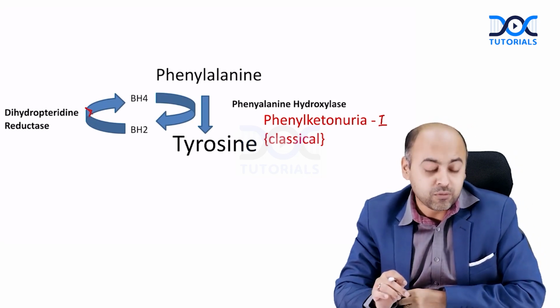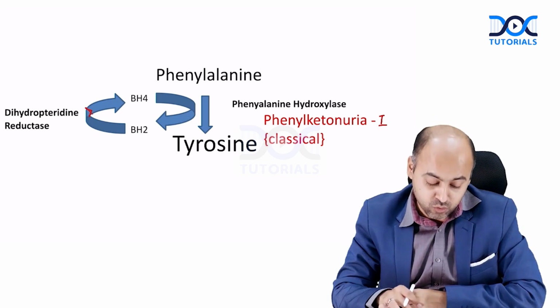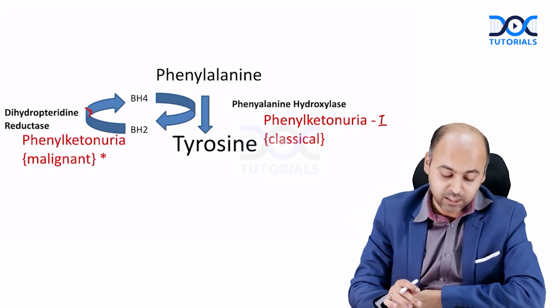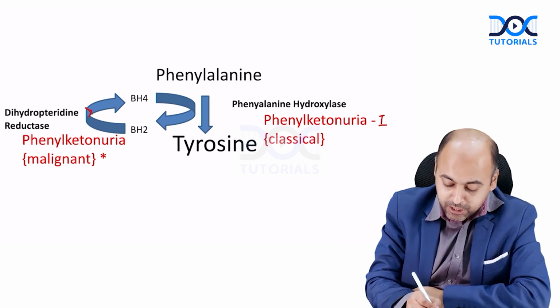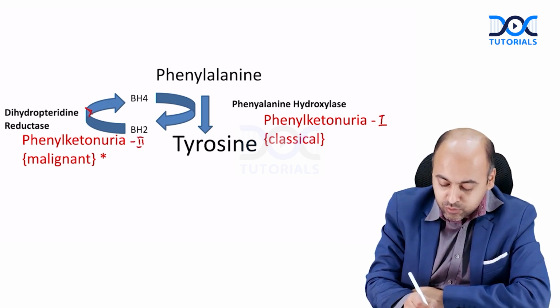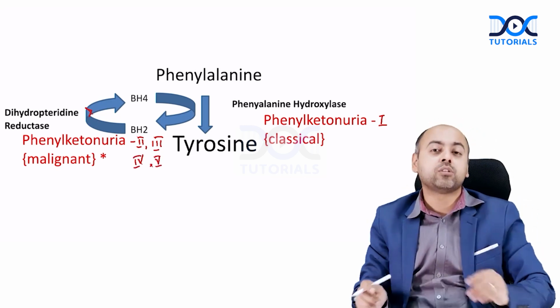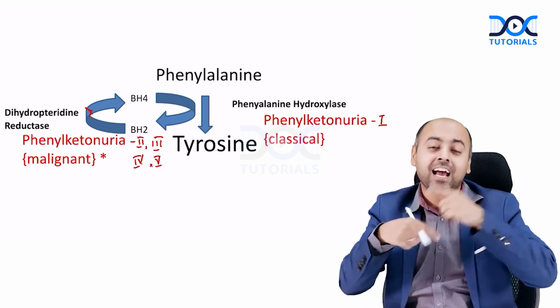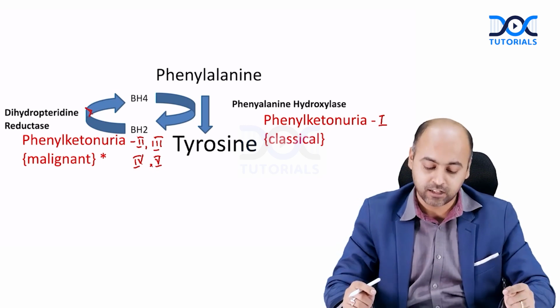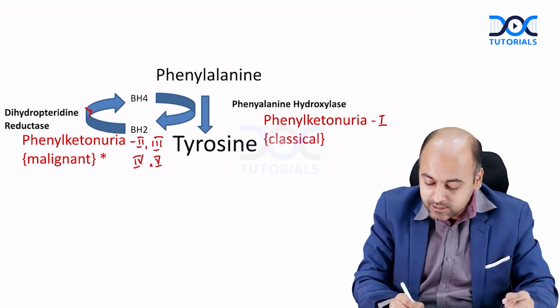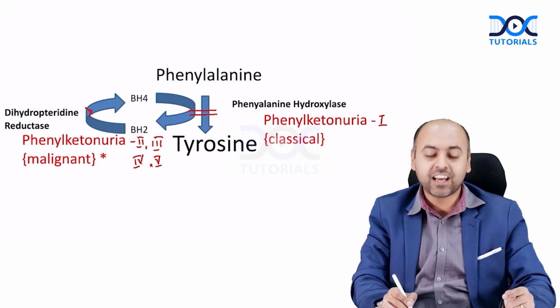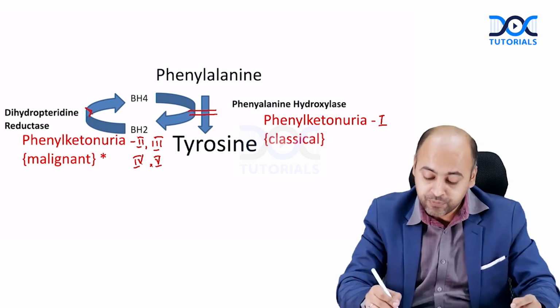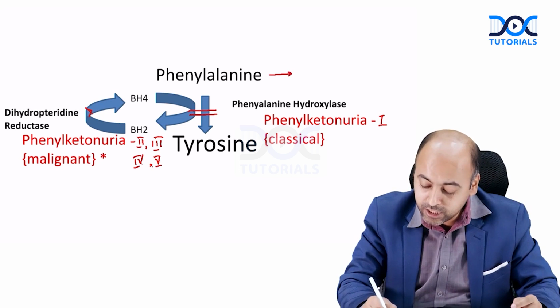Now, sometimes there can be a problem with the tetrahydrobiopterin also, in which case we call it the malignant PKU. The malignant PKU is subdivided into type 2, 3, 4 and 5, where there can be a defect in the biosynthesis as well as the recycling. So when the PKU is there, whether it is type 1, 2, 3, 4 or 5, phenylalanine doesn't get converted into the tyrosine and it then gets metabolized to the alternate products.